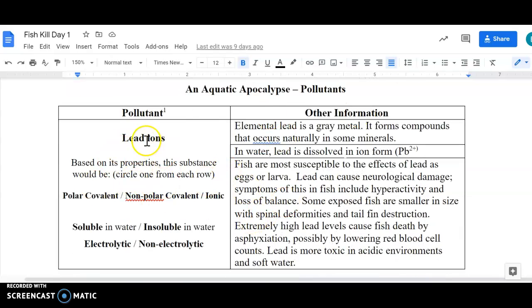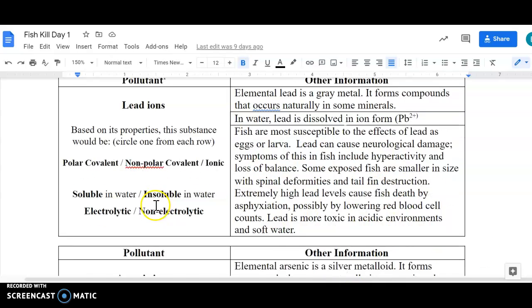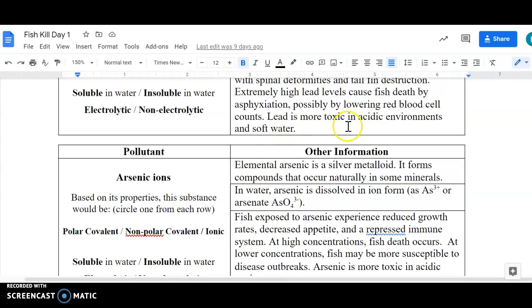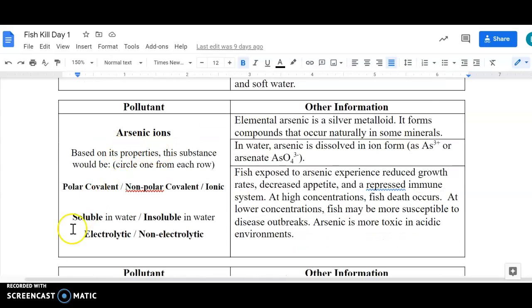So one of the pollutants is lead ions. You determined what type of bond it was, or intermolecular force, if it was soluble in water, and if it was an electrolyte or not. So think about what causes harm. The lead causes harm to the fish, potential fish kills here, with more toxic and acidic environments. Arsenic, same, more toxic and acidic environments.